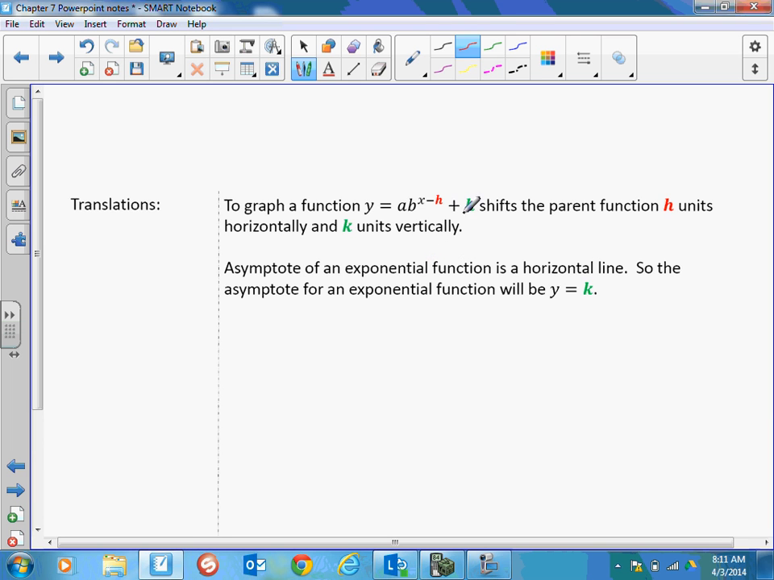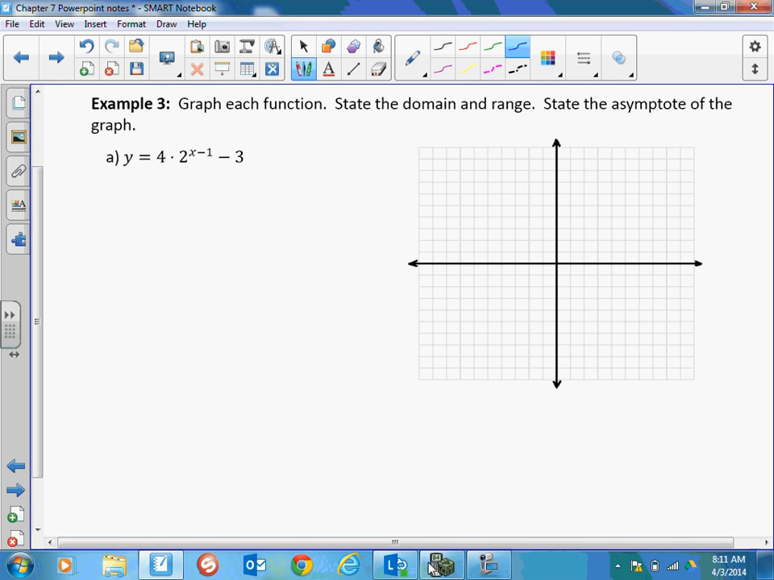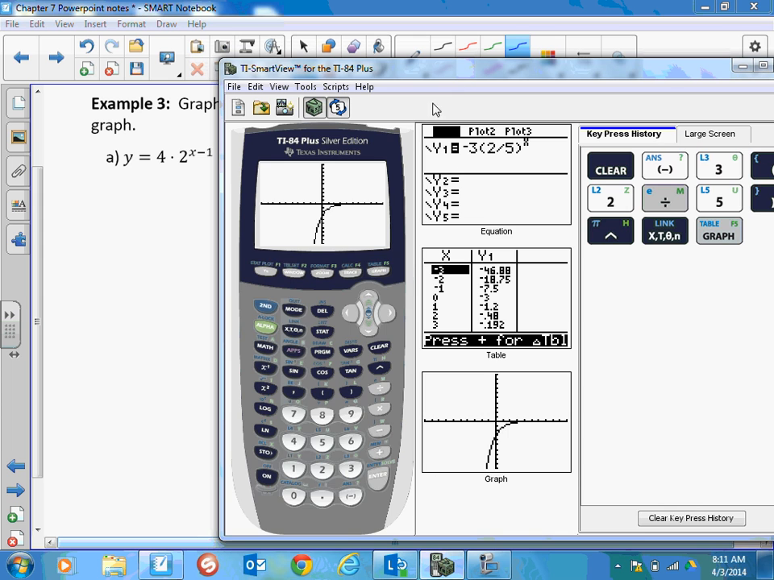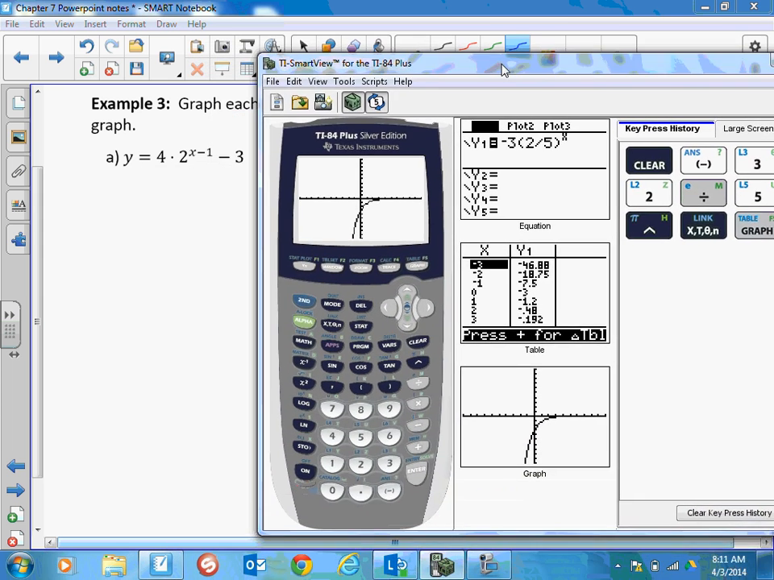Okay, this will change. The asymptote of an exponential function is a horizontal line. So the asymptote for an exponential function will be y equals k. So whatever your k is, that's going to be your asymptote. Okay, so we have this one: state graph each function, state domain, range, state the asymptote. Again, a lot of stuff going on here. Probably going to use my graphing calculator. Okay, so let's plug that in. Try and get it so we can see everything.